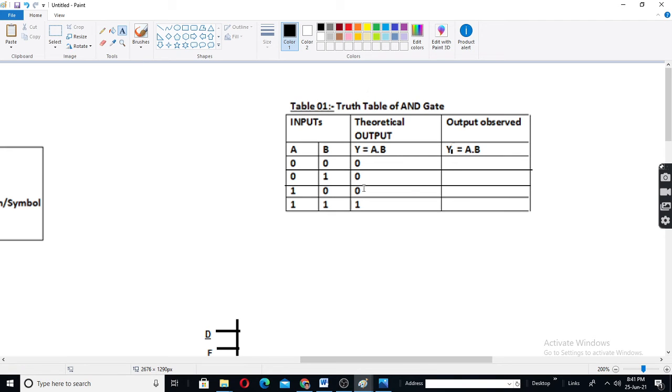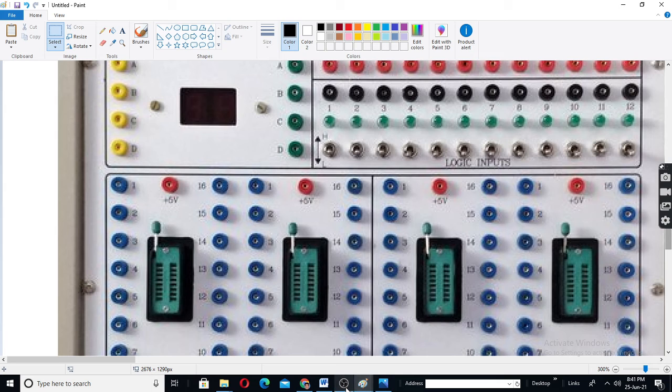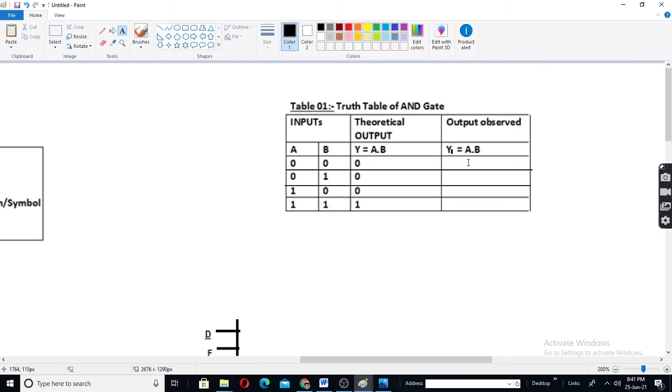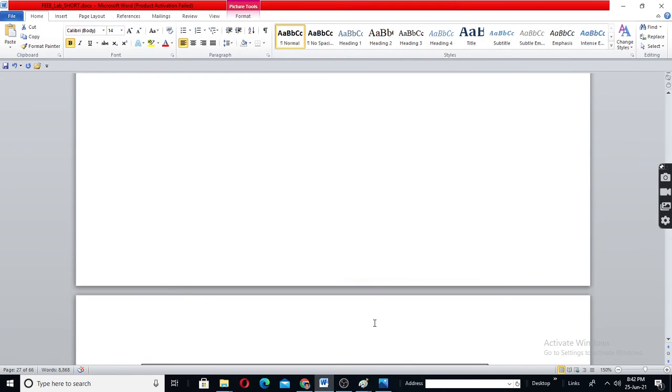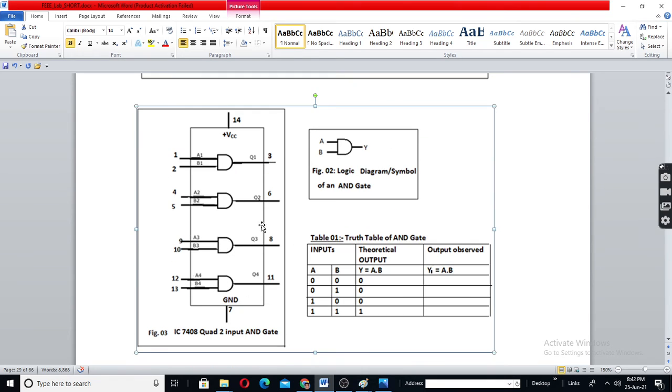So this is the theoretical input. Then observe the output by operating these switches. Okay. Then write the values here. This one and this one should be same. And if you wish, you can repeat the experiment for the other gates. So first you will do only 5 connections. Pin number 7 and 14 to 0 and ground. Sorry, 0 and plus 5 voltage.